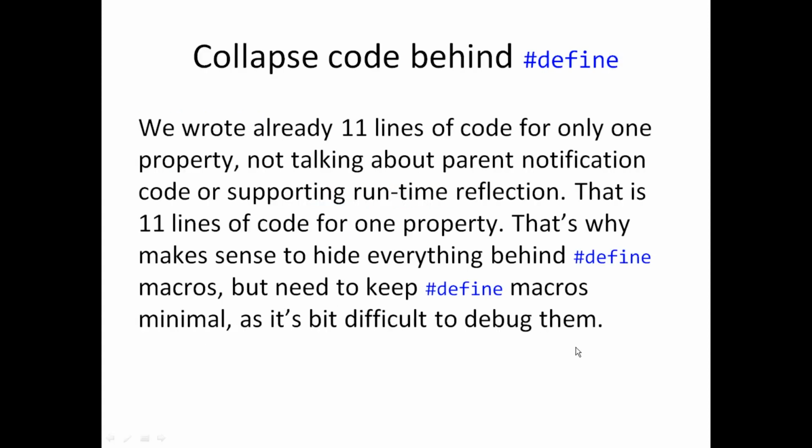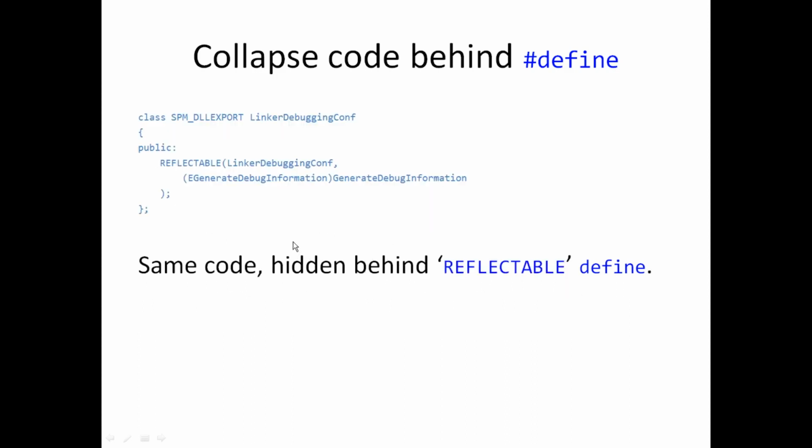So like we saw, we have already written about 11 lines of code, and this is only for one property, and it still does not support parent notification or runtime reflection. That's why these 11 lines of code could be wrapped up behind one define. As a result, we can get this property defined behind a reflectable macro, and that will create all the necessary stuff for us.